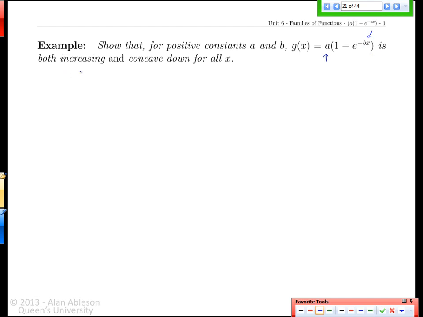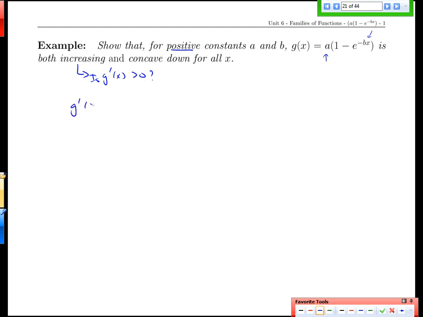In this example, we're actually given a bit of a hint. The statement is that this function, regardless of a and b, so long as they're positive, will always be increasing and always concave down for all x. Well, let's see if that's true. If it's always increasing, then we should be able to show that g prime of x is always positive. So let's take a look.